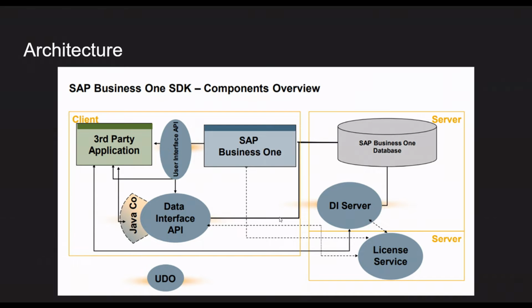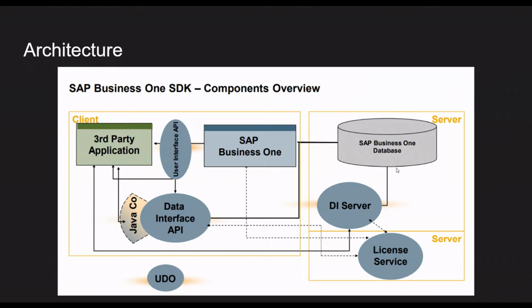So the whole SAP Business One SDK component looks something like this. There would be a client and a server, and there are basically two servers. One is the license service, and the second one is the DI server. The license service validates your username and password and lets you in once you have the license. It also handles all the licenses for each module that you are assigned by your super user or manager, and you can only open the windows that you are licensed for, so that is handled by the license service.